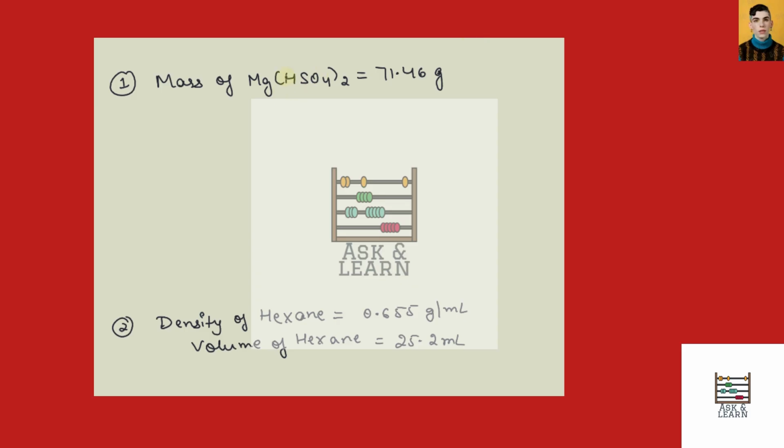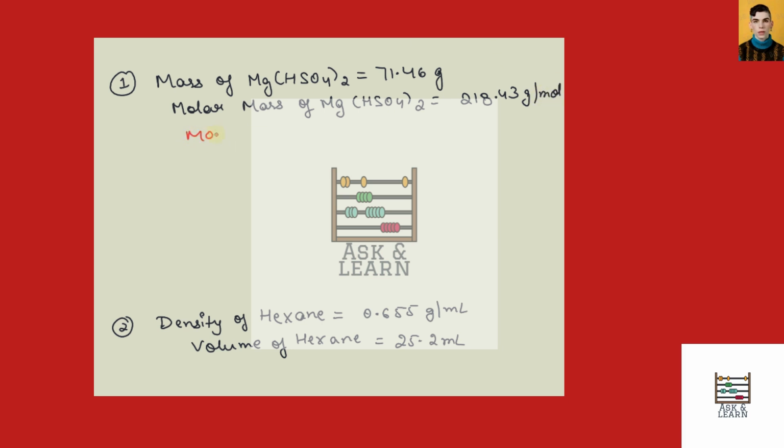Hello students, let's begin with this question. In the first part of this question, the mass of magnesium hydrogen sulfate is given and we have to find out its moles. So firstly, its molar mass is 218.43 gram per mole. So we have to find out the moles.